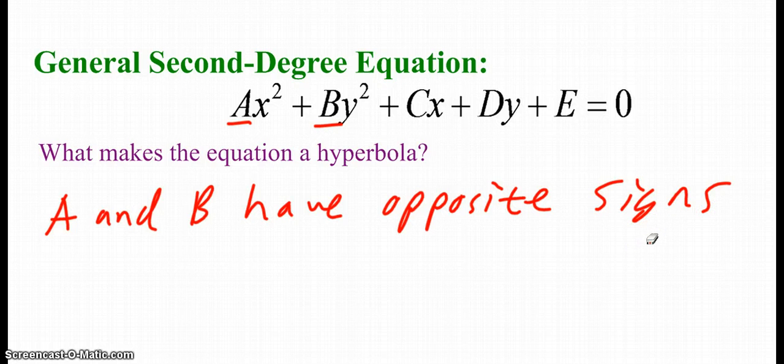A and B have to have opposite signs. They can have the same value, they can have different values. They need to have opposite signs. That's it. If they have opposite signs, and this is iconic, it will be a hyperbola.